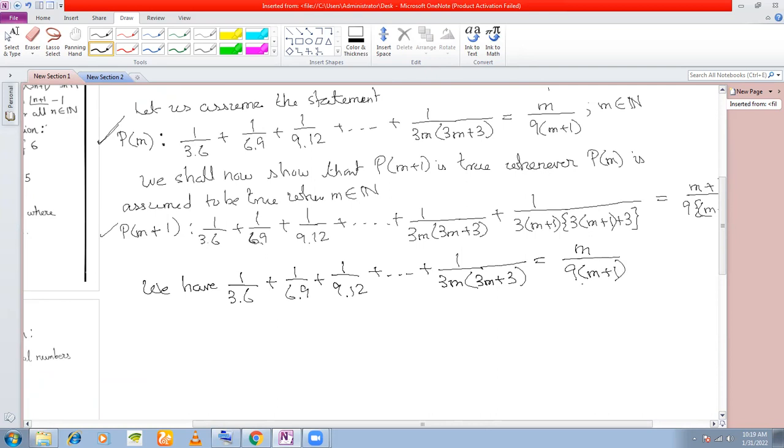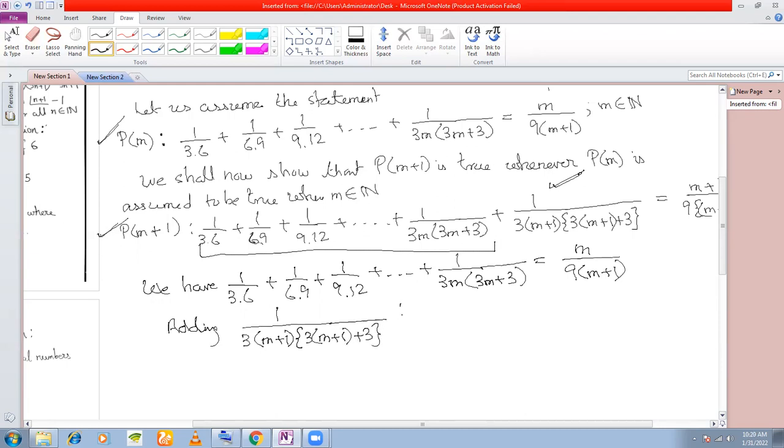So what should be the next step? We have to prove Pm plus 1, and in Pm plus 1, what is the only term that you don't have in Pm? This one. So in order to convert Pm to Pm plus 1, we add this term to both sides, right? So adding 1 by thrice m plus 1 into thrice m plus 1 plus 3 to both sides.